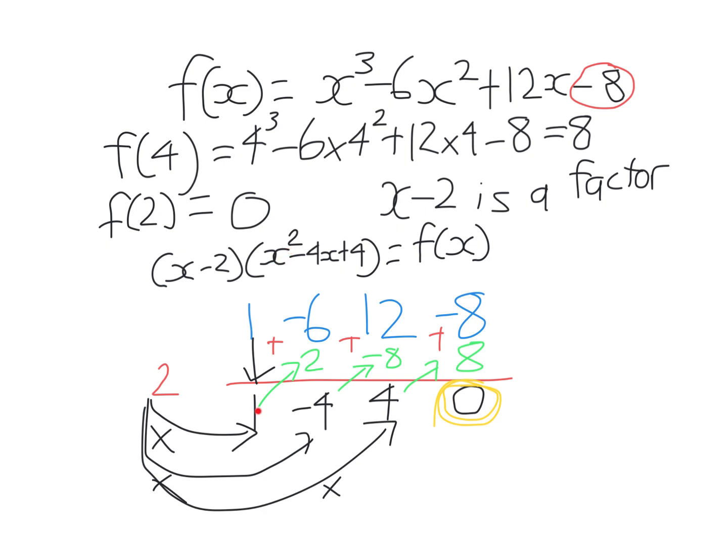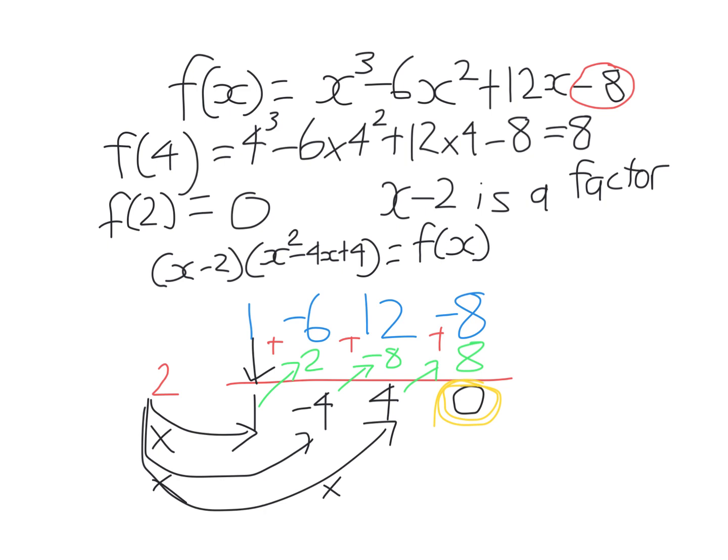So this is going to be the coefficient of x squared. This will be the coefficient of x. This will be the constant. And this is the remainder of the whole division. We should get 0 because x minus 2 was a factor. When you divide a number by a factor, you get 0 remainder.